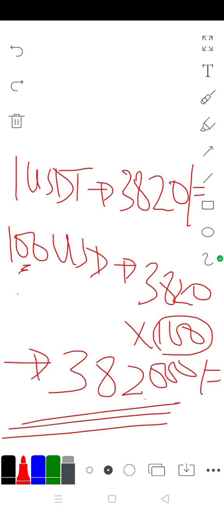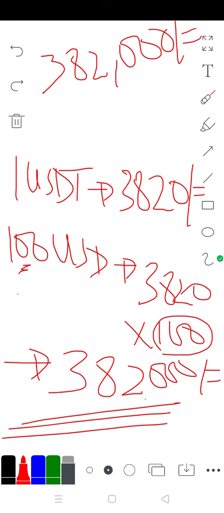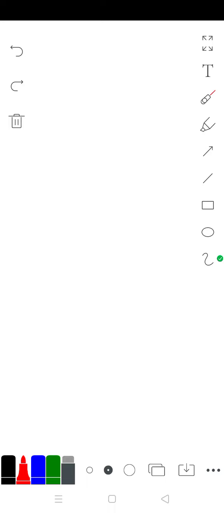So let's keep this value somewhere. Now this is for buying. The buying price is 382,000 shillings. This is how much you're going to spend to buy 100 USDT.